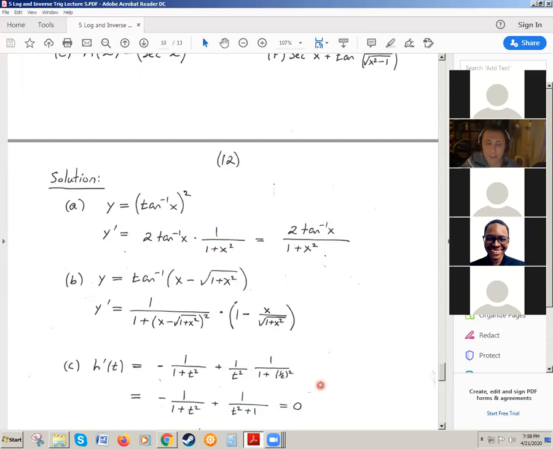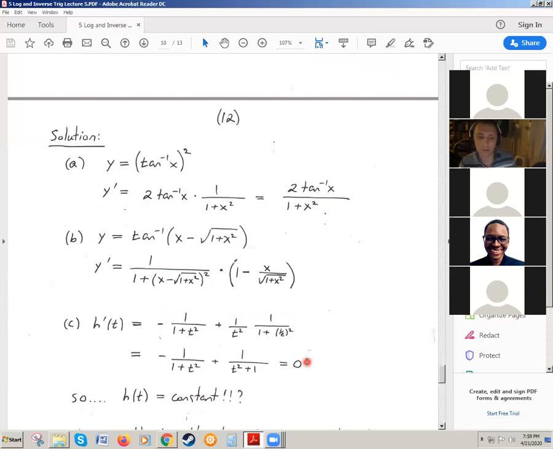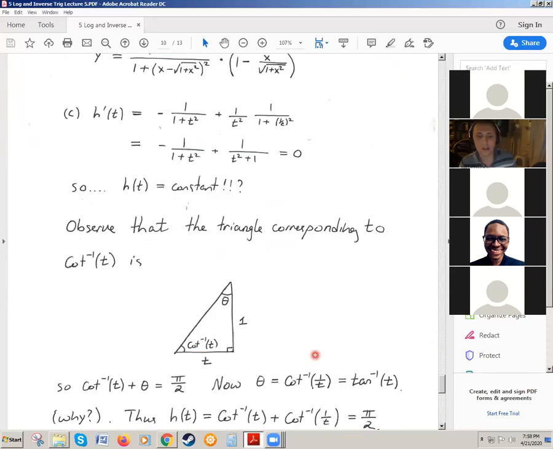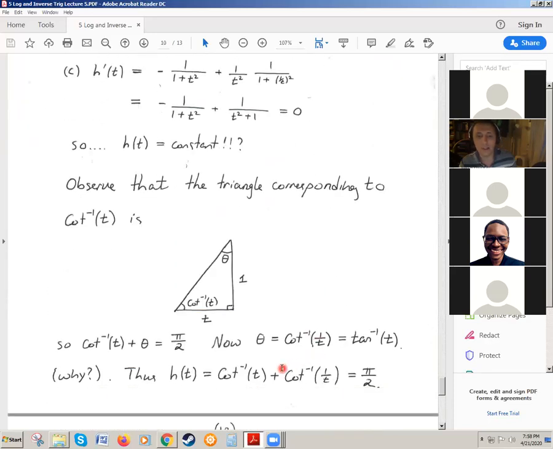The derivative of the function is 0. It means the function is what? Constant. It's not only a line, it's a horizontal line. So right away you think, okay, if there is no dependency on t, is that reasonable? Can it happen? So it's a constant. Here is how you interpret it. Very simply, look at it. What is cotangent inverse of t?